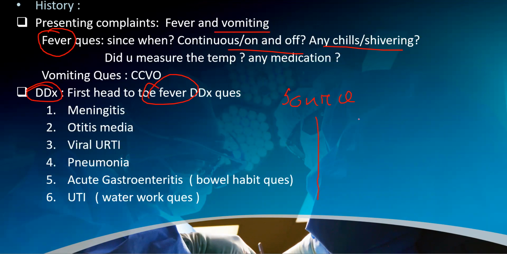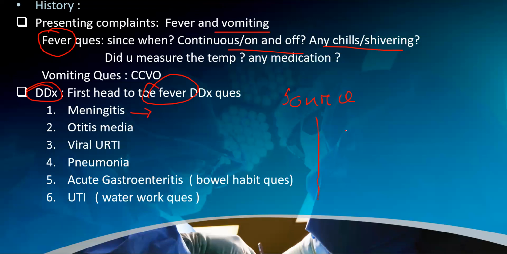So the source, start with the head. In the head, meningitis, encephalitis. So ask, have you noticed any rash? If child is a little older, like 3-4 year old, you can ask does he complain about any headache? Does the light hurt her eyes? That means photophobia, any neck pain or neck stiffness. So those are the questions for meningitis. So for meningitis: fever, rash, headache, photophobia, neck pain, neck stiffness.